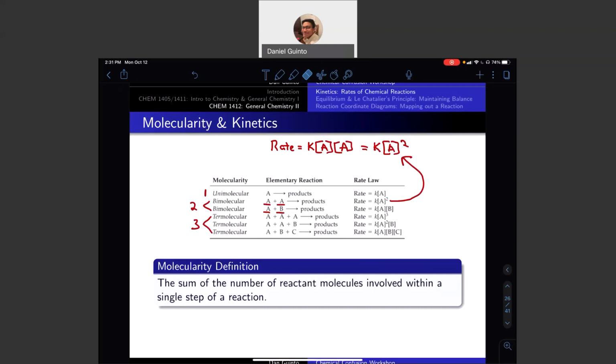So that's pretty much all you need to know about molecularity. For now, again, remember, focus mostly on bimolecularity and unimolecularity in terms of your reactions. If you're going to talk about termolecularity, just know that it exists. That's not impossible, but again, it's not that common.